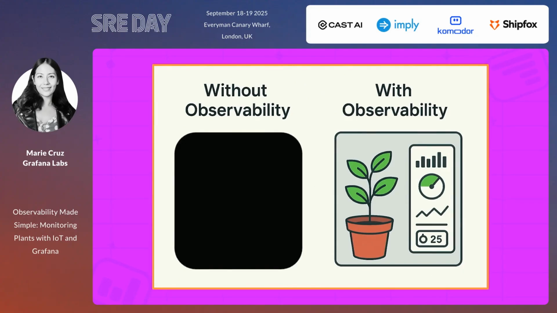If we add observability in the picture, the black box can become a clear box, and we also have signals. If we have soil moisture signals, it can tell us when to water the plant. If we have light level signals, it can tell us if the plant is getting enough sun. So basically, with observability, we can see the signals clearly, and we can take an action before the plant suffers.